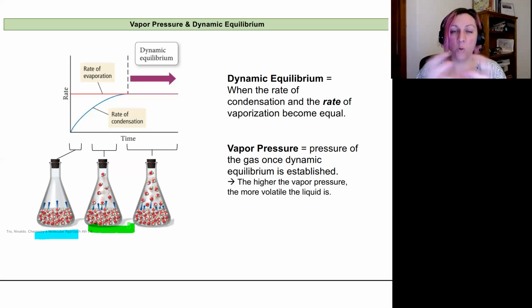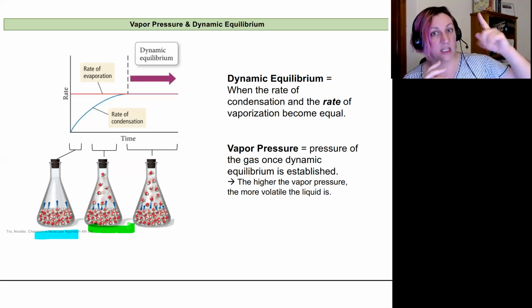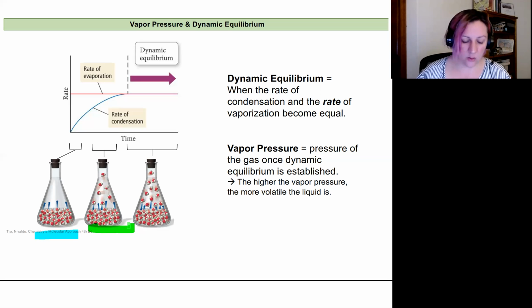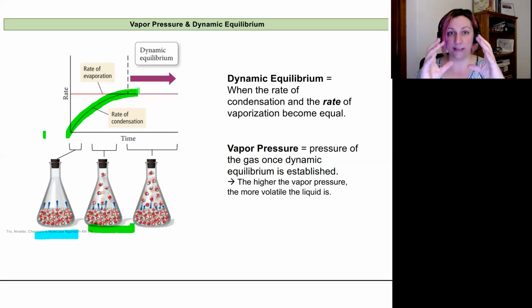And as more and more particles are in the gas phase, as that rate of evaporation continues to produce gas phase particles, then we'll have more and more particles that might have a low enough kinetic energy to rejoin the liquid phase. And so what we see is the rate of condensation start at 0 and then increase until it hits the same rate as evaporation. And then at that point, the particles are evaporating just as fast as they're condensing.